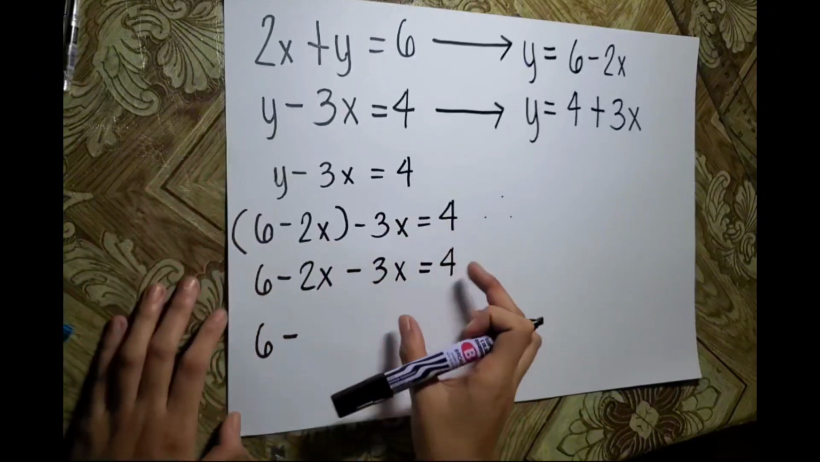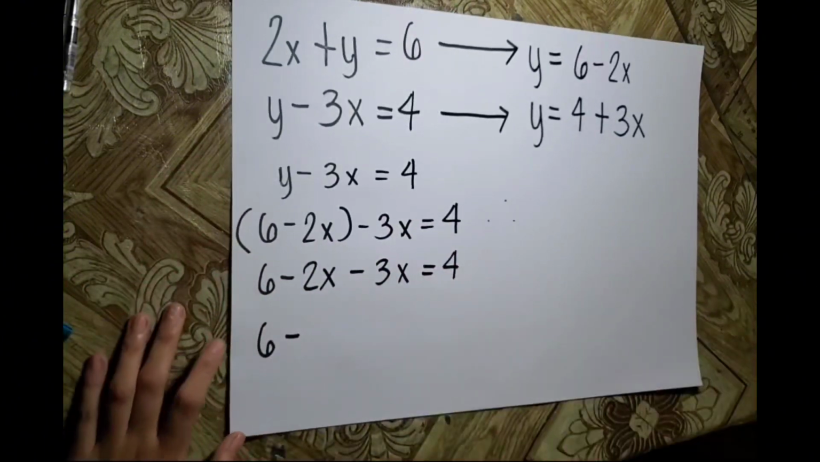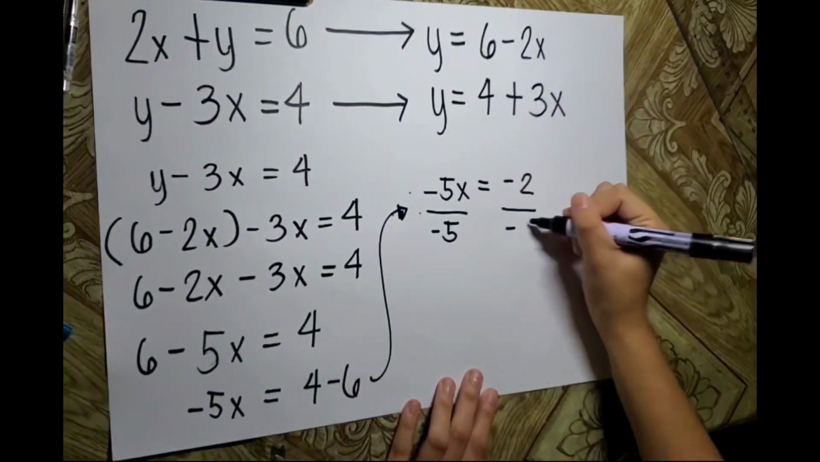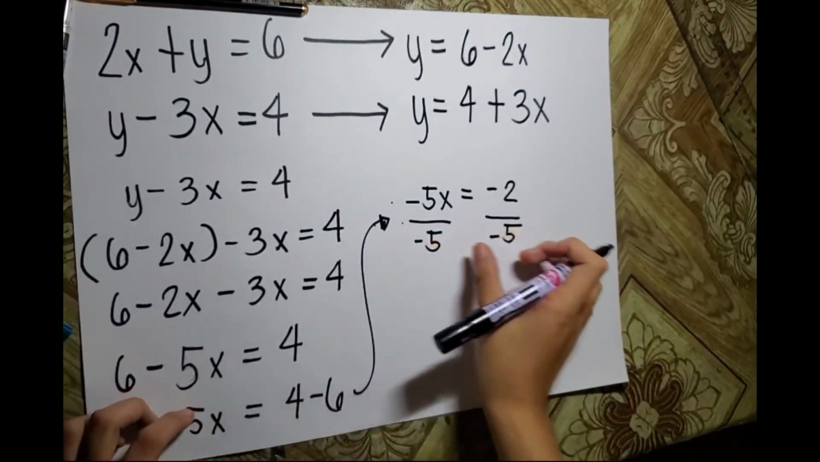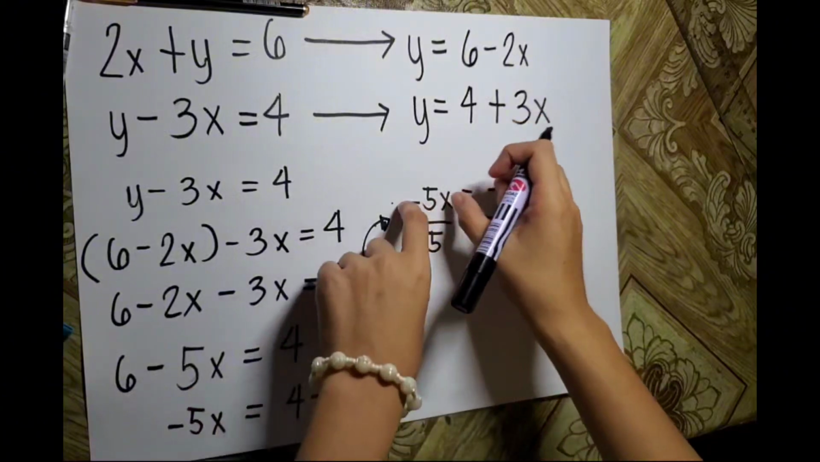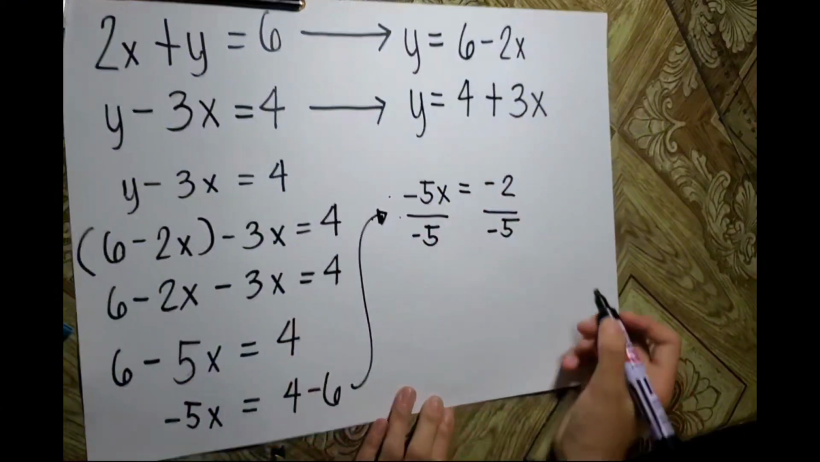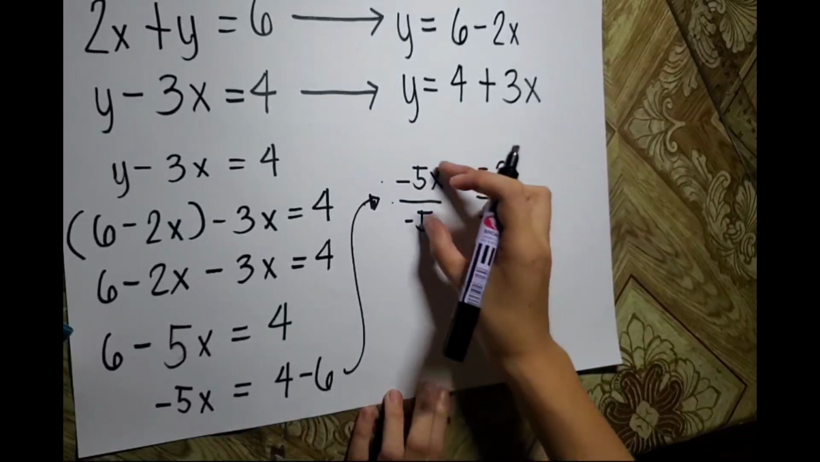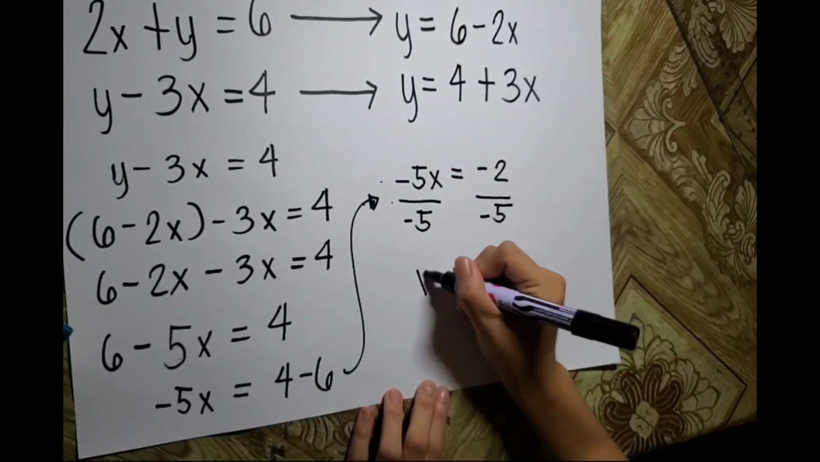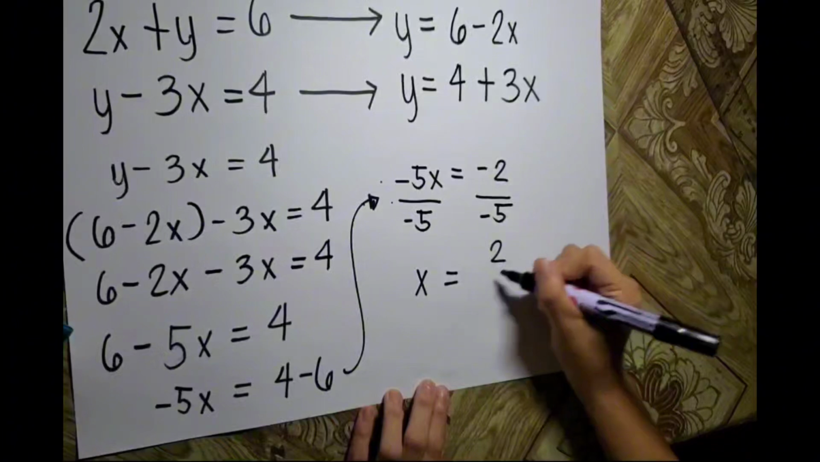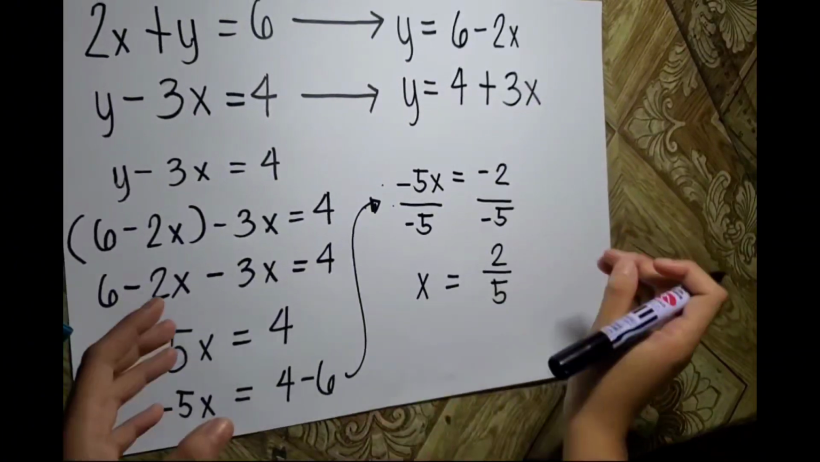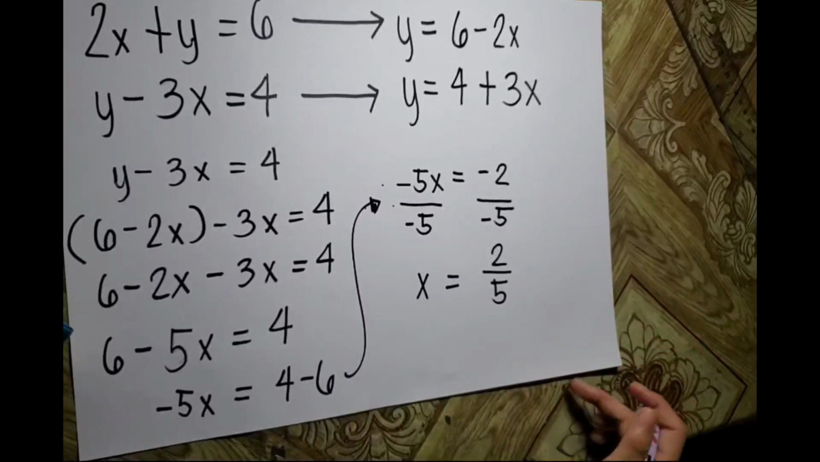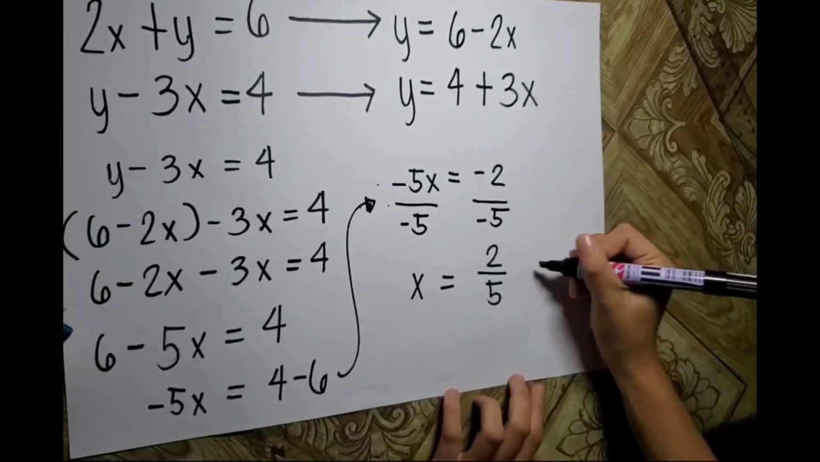Next step is let us simplify this one. Let's divide both sides by -5 so that we can isolate the x here. So -5 divided by -5 is +1, or simply x. Therefore, x equals 2 over 5, or it's easier if we convert this into decimal form, which is 0.4.